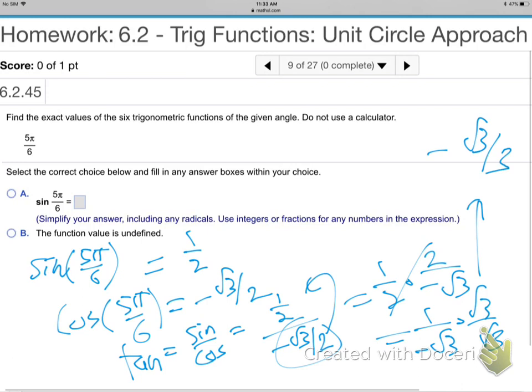Whew. There's the tangent. And then for the other 3, flip it, right? For cosecant, secant, and cotangent. I'm going to move on if that's okay. That good?